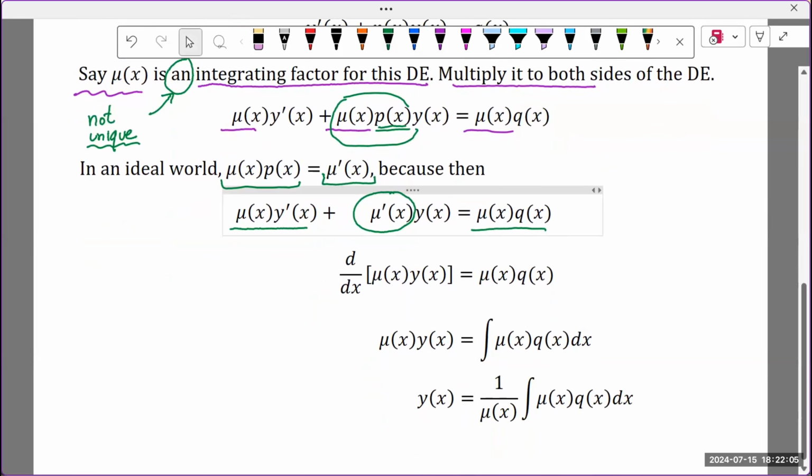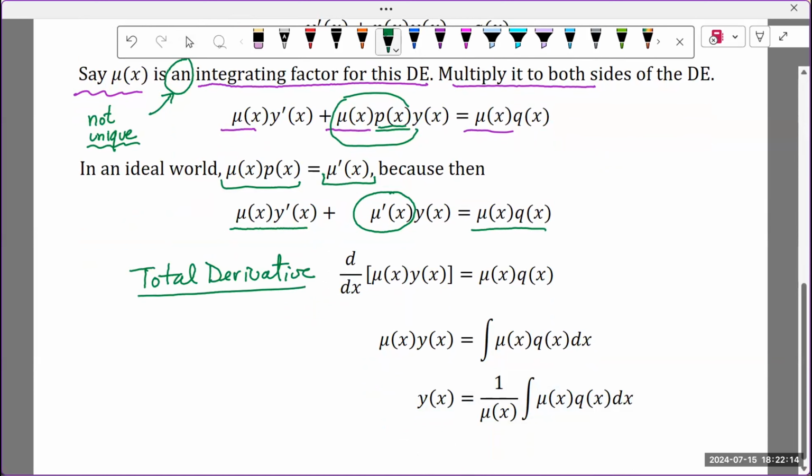Why? Well, now what we have is a really useful total derivative. And what does that mean? That means that we've taken this left-hand side, and because of that special form, we can collapse that whole left-hand side into the total derivative of mu times y. And of course, we pull down from the right-hand side the same mu times q that we've been dragging along this whole time. Once we have this total derivative form, we are now in a position to simply integrate both sides.